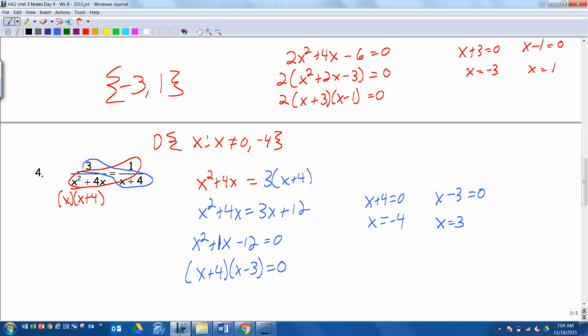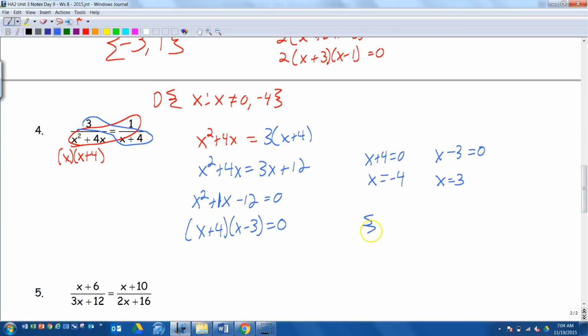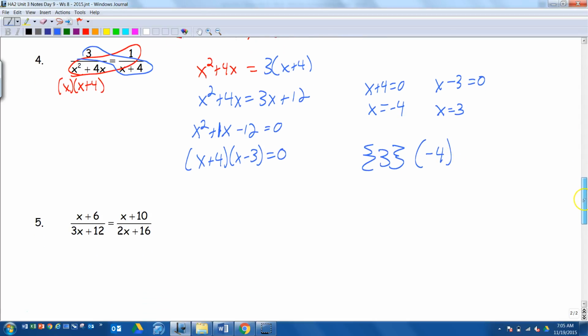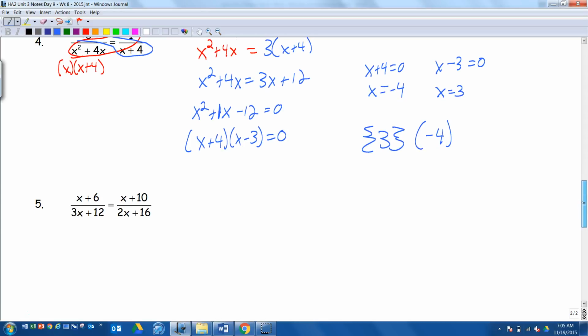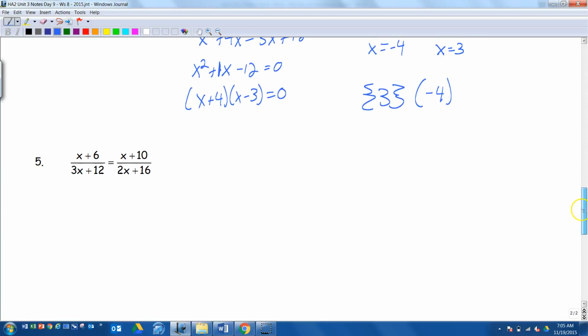Again, go back to your domain restrictions. Uh-oh, we can't have negative 4. So that means that my only solution here in the brackets is 3, and that we got an extraneous solution, because it can't exist, of negative 4. And that's it. One more.